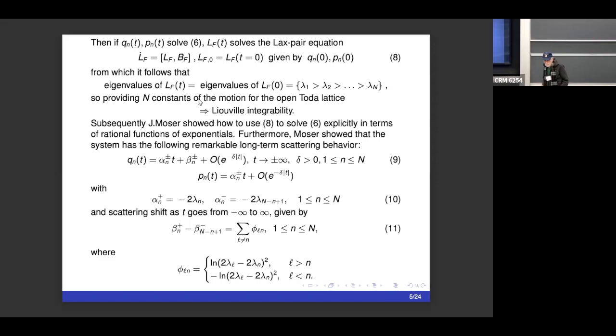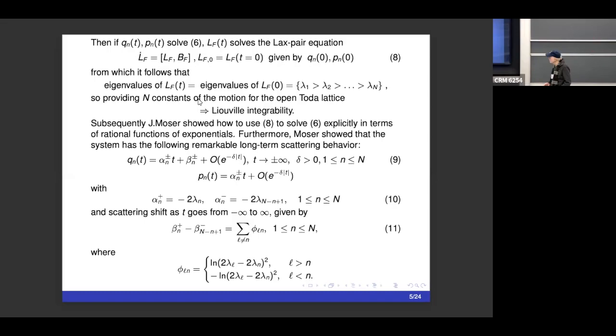Furthermore, Moser showed that the system has the following remarkable long-term scattering behavior. So the Q_n are asymptotically evolving linearly in time with a velocity given by a_n plus or minus, depending on whether you're going to plus or minus infinity, a shift beta_n, and then an error of exponentially small order. There's a typo on the P_n's. It should just be alpha_n plus. The t shouldn't be there, but plus an exponentially small term.